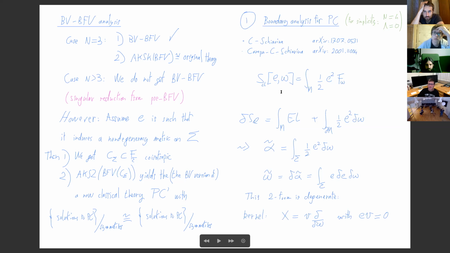So the idea is the following. So, okay, let me do it in 4 dimensions. Actually, this is the physical case, for simplicity.